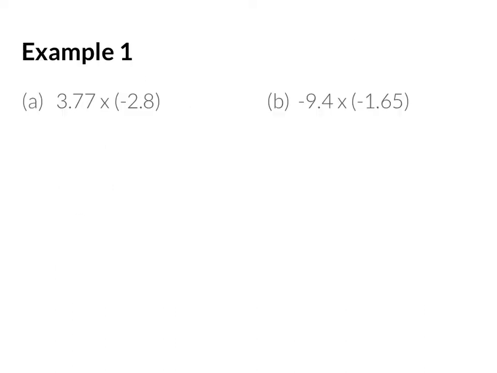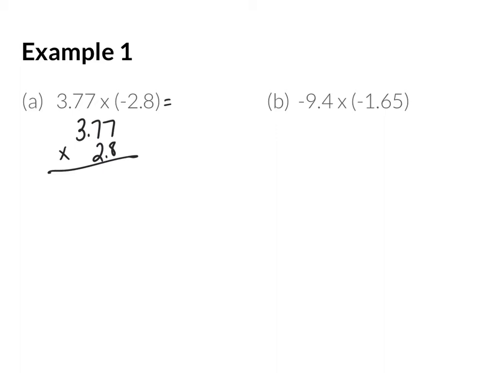For example 1, we're going to look at multiplying these decimals. Now, unlike adding and subtracting, we don't need to line the decimals up. I have 3 77/100 multiplied by 2 8/10. Now you'll notice that I haven't put any signs in there because I'm just going to look at the sign at the very end of the problem.